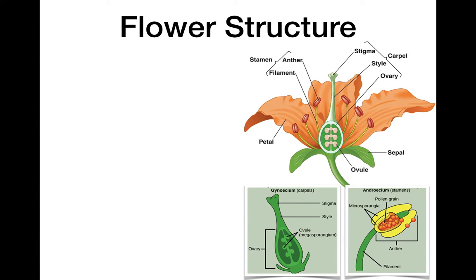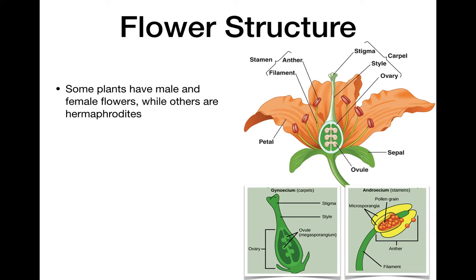Okay, let's talk about flowers. So, some plants have just male flowers and female flowers. Some plants, however, are hermaphrodites, which means they have both male and female parts on a single flower. So first, take a minute and talk to your desk partner about what the purpose of a flower may be. Why have plants evolved flowers?